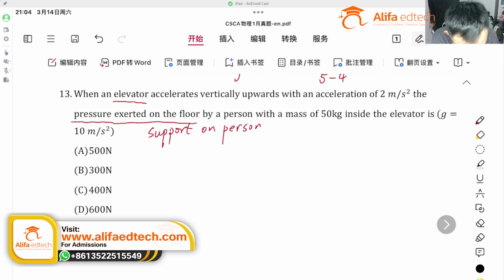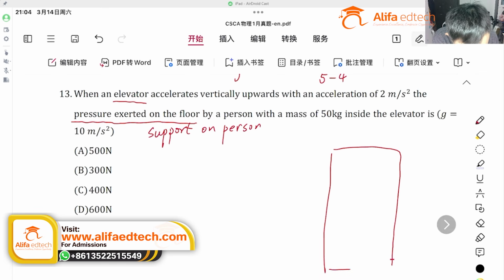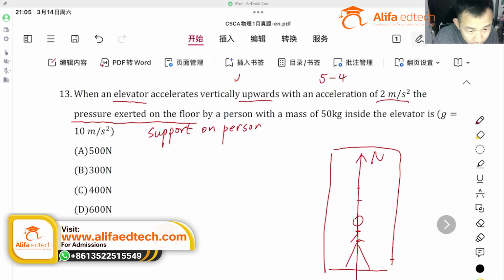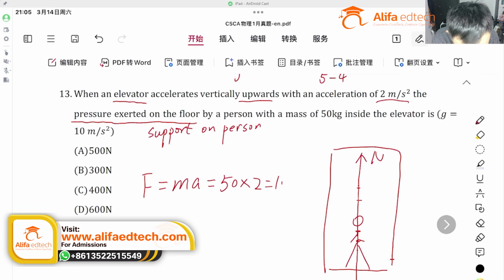那么 here we do a free body force diagram on the person. It experiences weight and support force N, which is upward. As it accelerates upward with 2 meters per second square, we can easily know the resultant force F is ma. It is 50 multiplied by 2, it is 100 newtons.